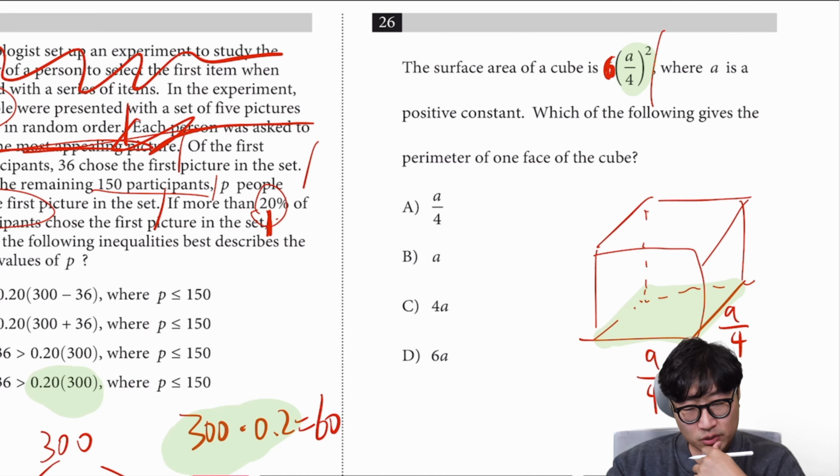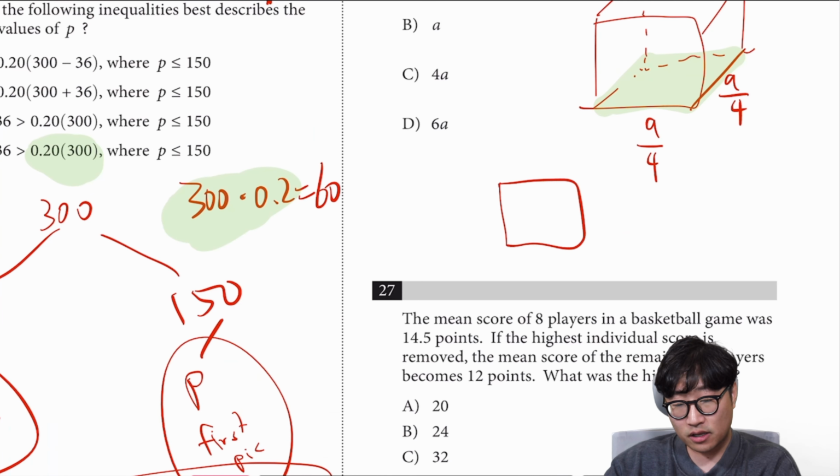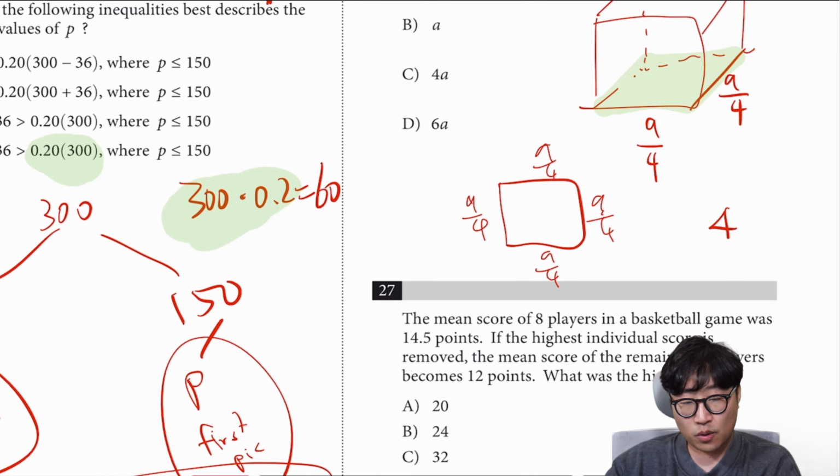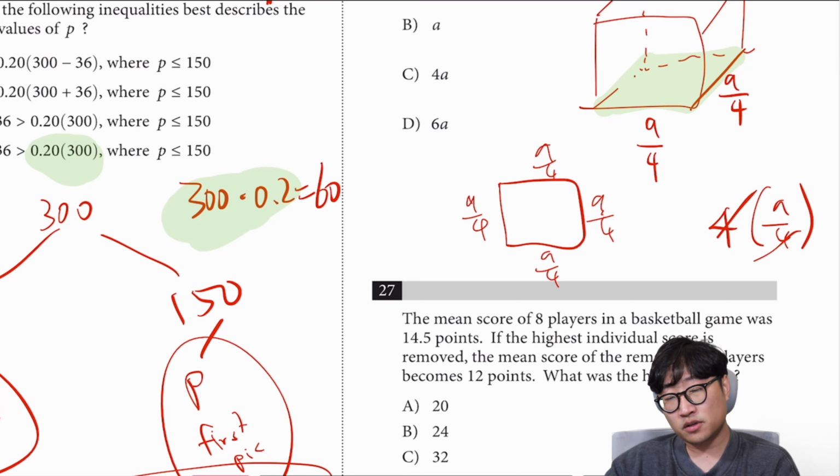Where A is a positive constant, which of the following gives the perimeter of one face of the cube? I got it, bro. That'll be A over 4, A over 4, A over 4, A over 4. So you have 4 of the A over 4s for the perimeter. Just multiply that. That's just A.